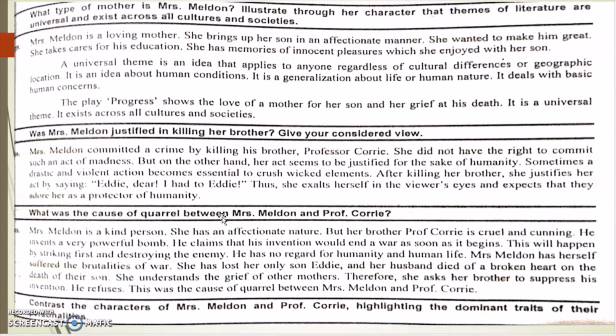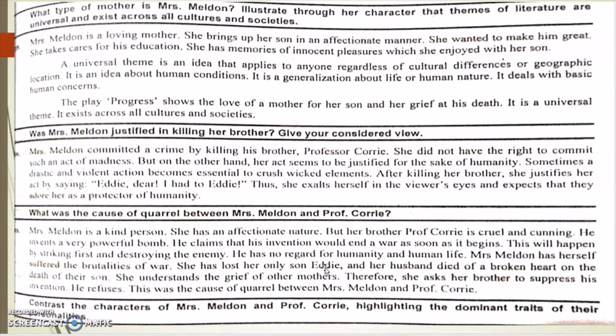What was the cause of the quarrel between Mrs. Melton and Professor Corey? Mrs. Melton was a kind person. She has an affectionate nature, but her brother, Professor Corey, is cruel and cunning. He invents a very powerful bomb. He claims that his invention would end a war as soon as it begins. This will happen by striking first and destroying the enemy. He has no regard for humanity and human life. Mrs. Melton has herself suffered the brutalities of war. She has lost her only son.